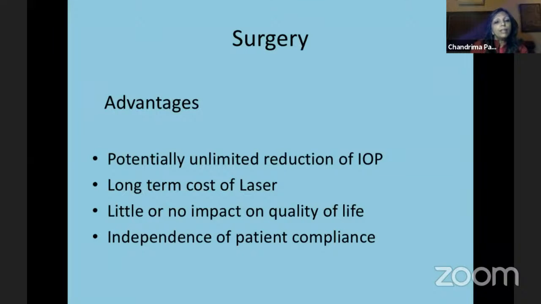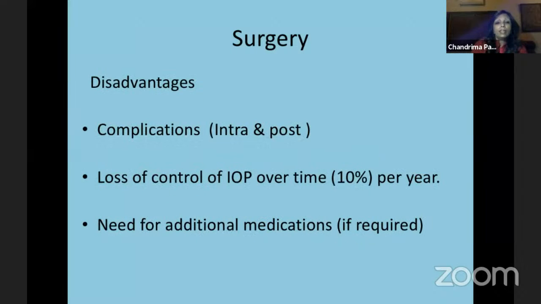For surgery, the advantages are potentially unlimited reduction of intraocular pressure, the long-term cost of laser, etc. is saved, little or no impact on quality of life. Well, that is a little bit with a question mark. And independence of patient compliance. The disadvantages of surgery, however, are the complications, both intra and post-operative and late post-operative, loss of control of IOP over time, about 10% reduction every year, and the need for additional medications if and when they are required.